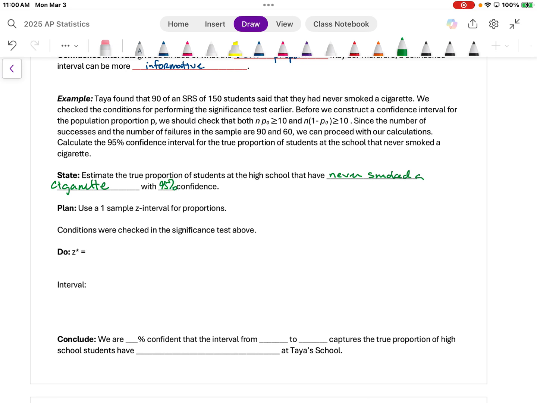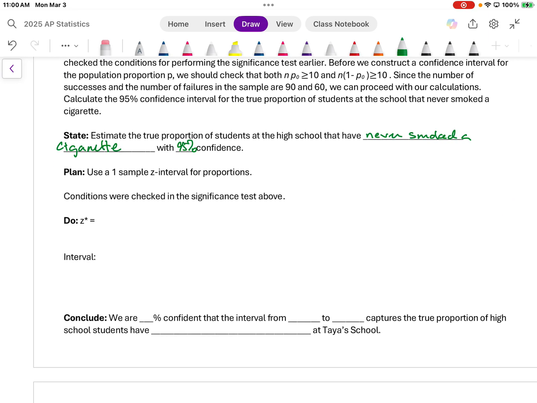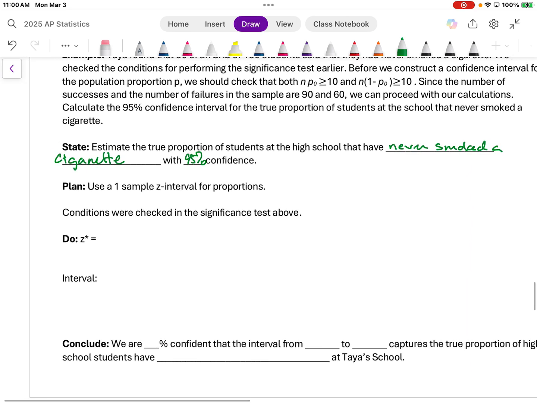Our plan is to use a one sample Z interval for proportions. Again, if they specify in the problem that conditions were met, or assume the conditions were met, we just state that in the plan stage after we state what we're doing. So if they tell you, hey, assume the conditions were met, we can just say that conditions were met. We did it in the significance test above. That's why we don't have to do it again.